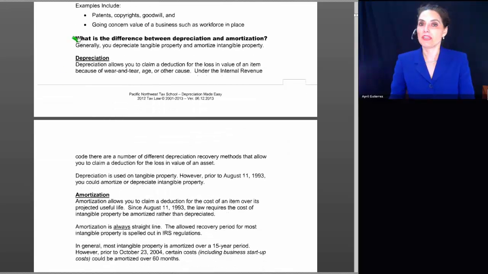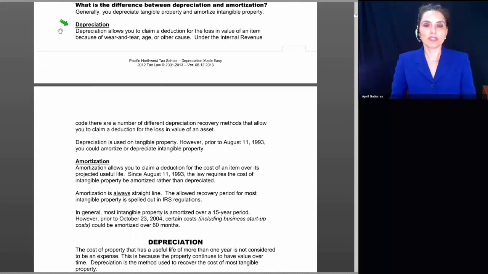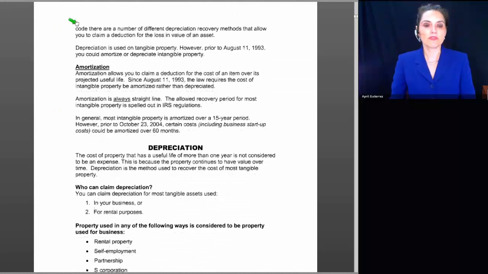So what is the difference between depreciation and amortization? Well, generally you depreciate tangible property and you amortize intangible property. So let's look at depreciation then. Depreciation allows you to claim a deduction for the loss in value of an item because of wear and tear, age, or other cause. Under the Internal Revenue Code, there are a number of different depreciation recovery methods that allow you to claim a deduction for the loss in value of an asset. Depreciation is used on tangible property. However, prior to August 11, 1993, you could amortize or depreciate intangible property.